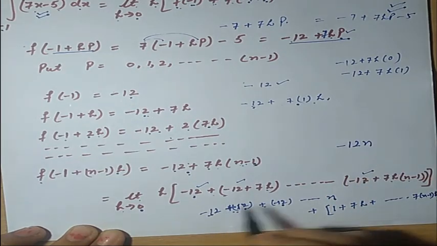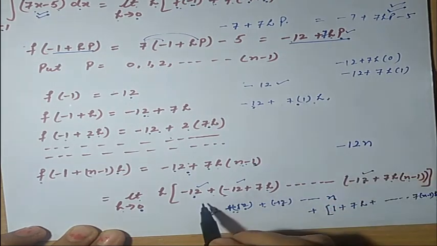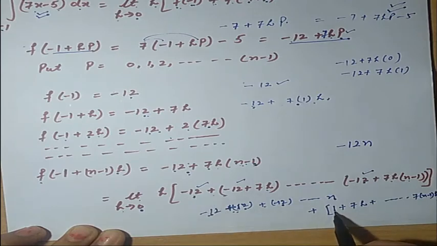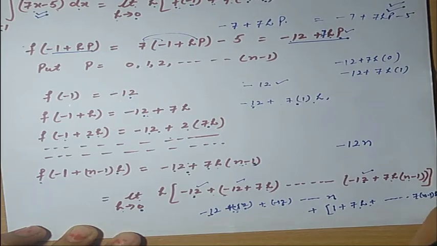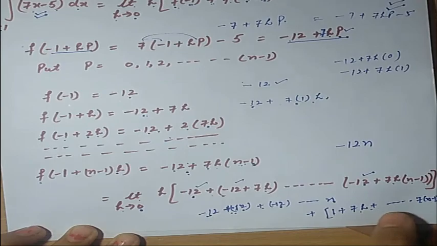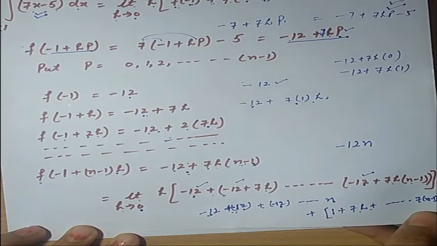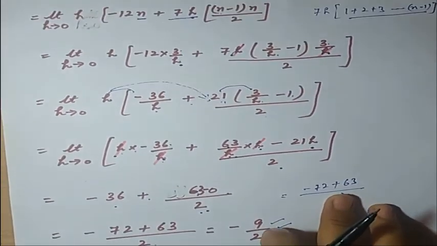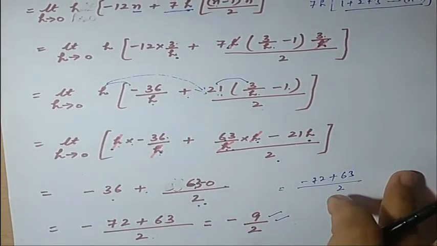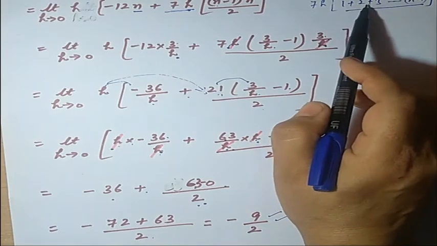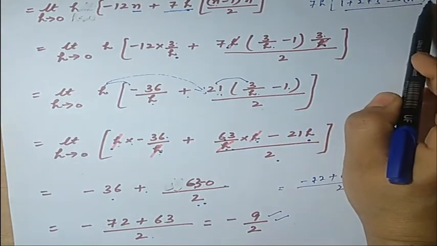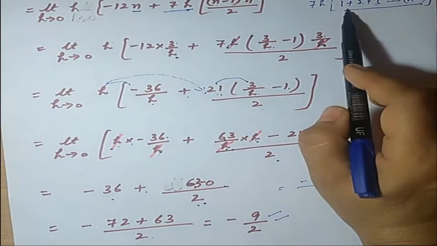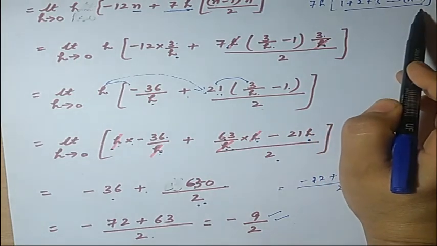Now if we take -12n as common, what is left over here? It will be 1 + 7h up to 7 into (n-1)h. When we solve the value, this is the series of natural numbers. By taking 7h as a common part, we have 7h into (1 + 2 + 3 up to n-1). Now this is the sum of the series of natural numbers.